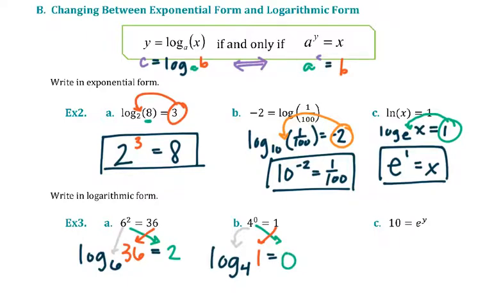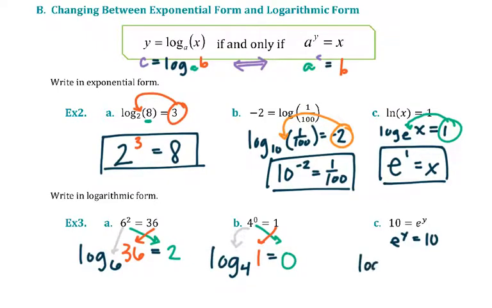And lastly, we have 10 equals e to the y. So e is my base because e is the value raised to the variable power. So we've got e to the y equals 10. And if you want to rewrite it, e to the y equals 10, just switch sides of the equation.